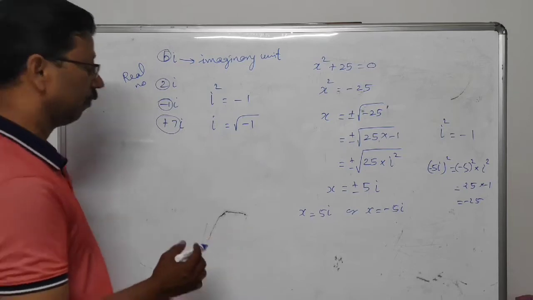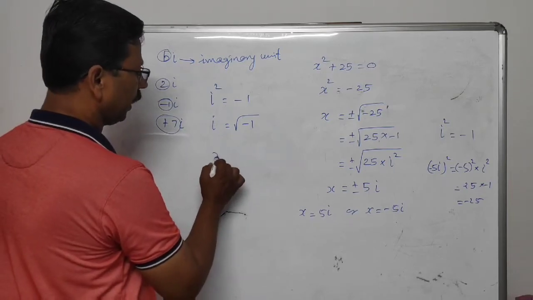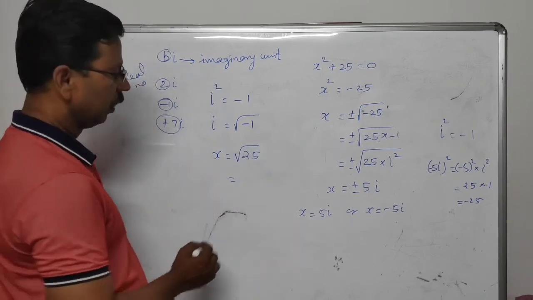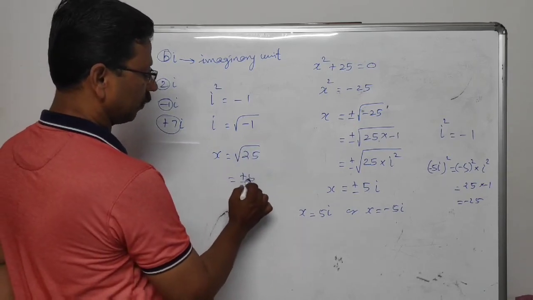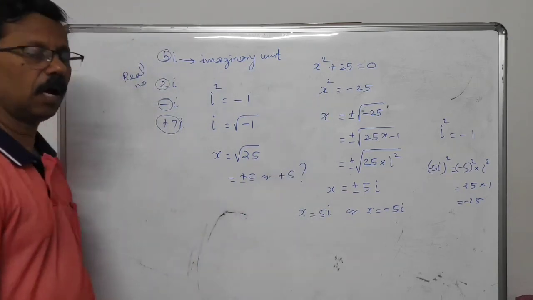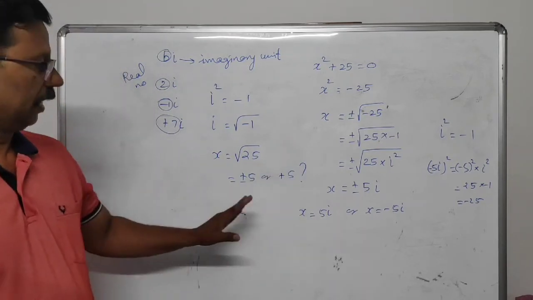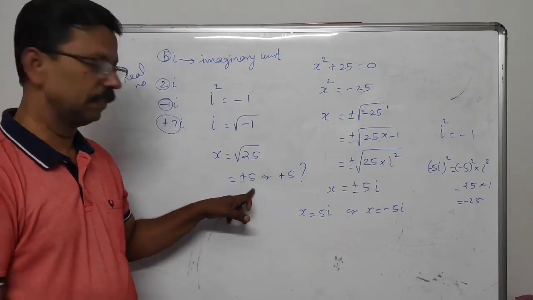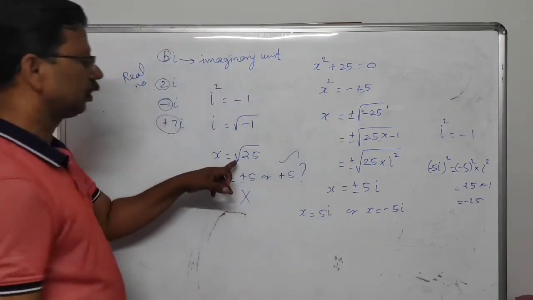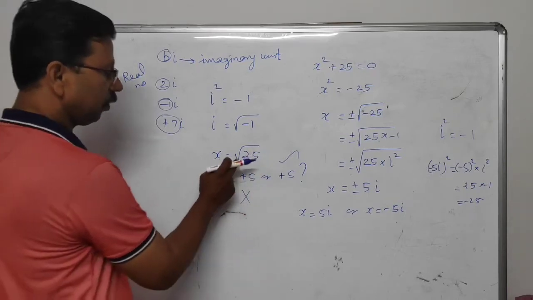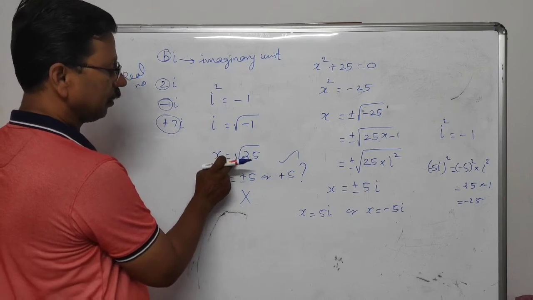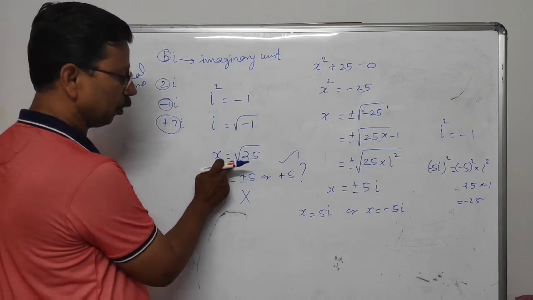We know very well, suppose you have x equal to root of 25, does this value equal either plus or minus 5, or only plus 5? Which is correct? Can you guess? Or both are correct? Here if you are saying plus or minus 5, that is wrong. Only plus 5 is the right answer for the square root of 25, because before the square root we don't have any sign, meaning we are assuming that this is the positive square root.